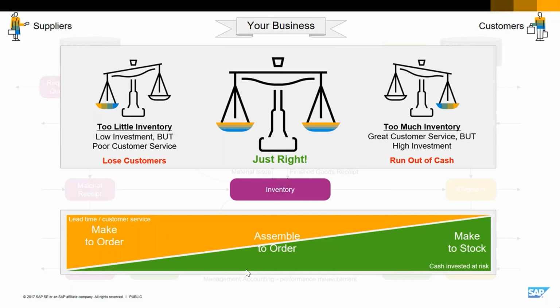And this is assemble to order. Sometimes you might get the complete machinery, and you might need to assemble that in different places. This is assemble to order.